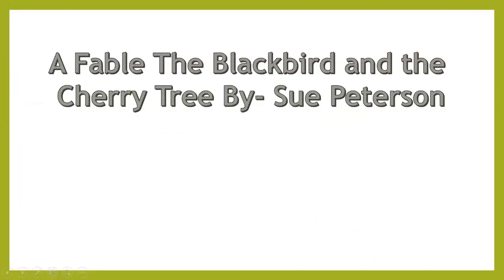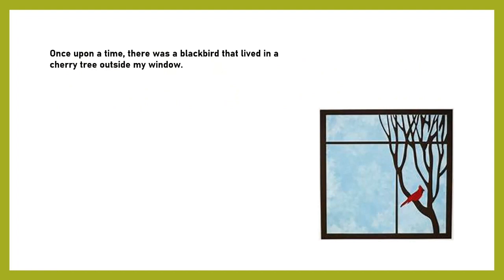Hello kids. So now let us begin our first prose. What's the heading of this prose? It's about a blackbird and the cherry tree, which is written by Sue Peterson. So let's just go ahead and read the story. You all also have to read with me and use your pen and pencil to write and take some notes which you can use to answer my question at the end. Okay? So are you all ready?